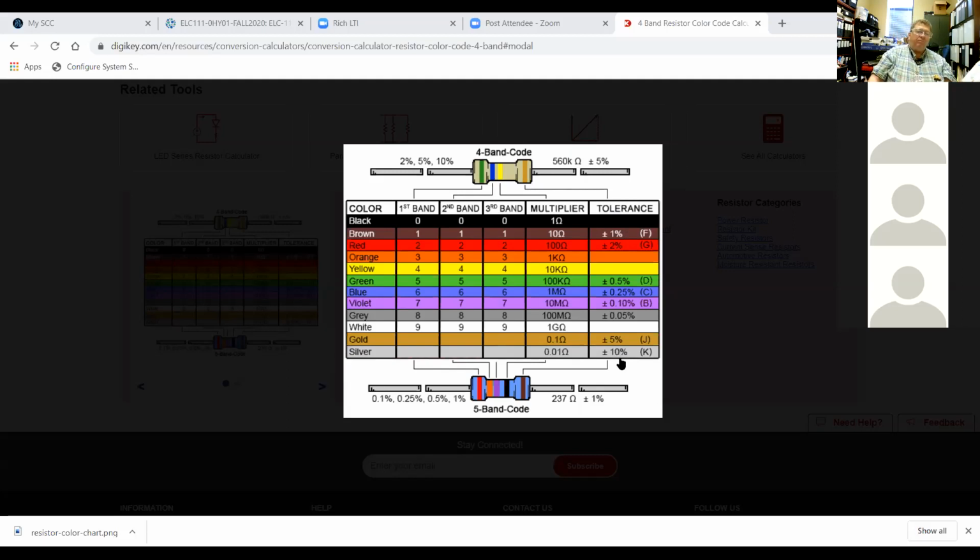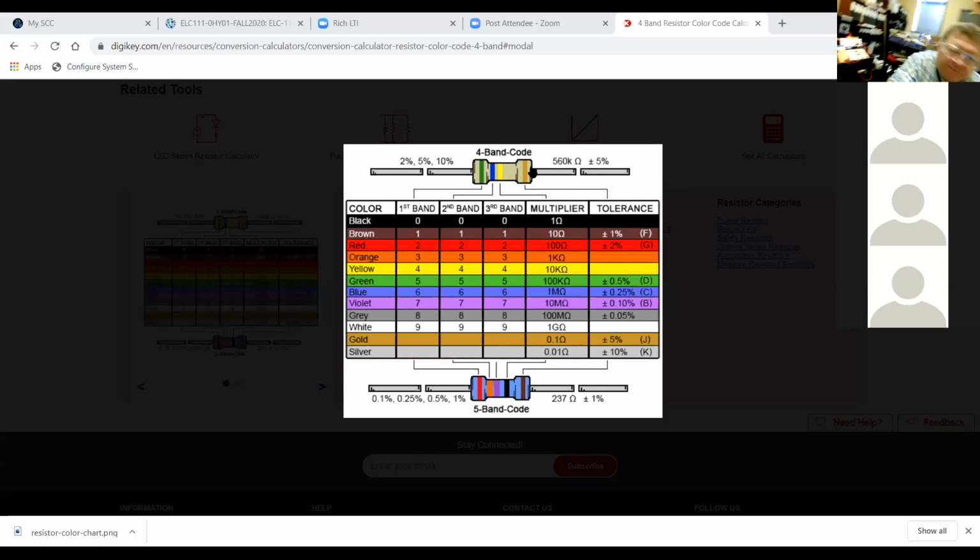Okay. So the nominal value is 100 ohms, and it could be 10% less or 10% more. It could be as low as 90 ohms. It could be as high as 110 ohms. So that's the tolerance on that resistor when it has a silver band there.